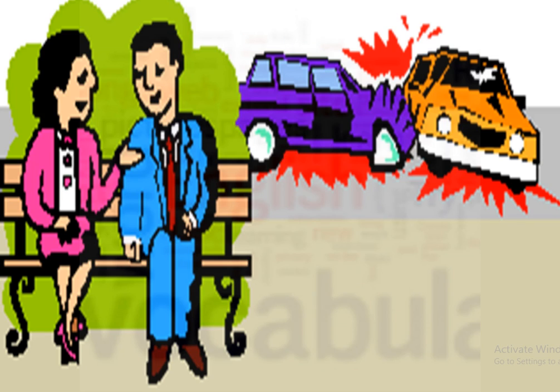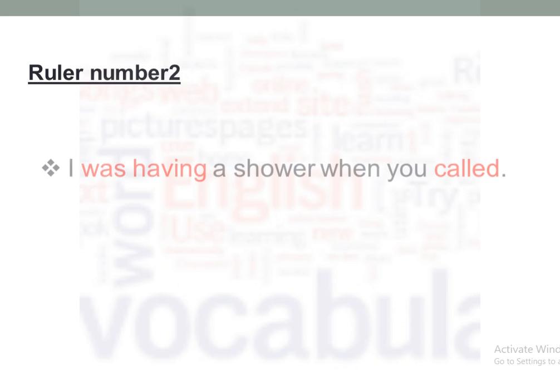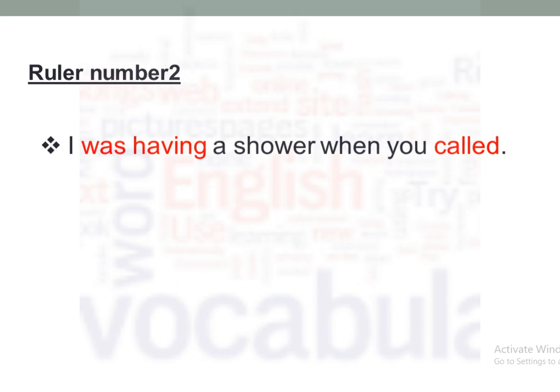Okay, another thing, sometimes we want to use both of them in the same sentence, but we don't know how. Okay, it's too easy. As you can see, when we have two actions, like for example, they are talking and we have an accident at the same time. So what could we do at that moment? Okay, example: I was having a shower when you called.